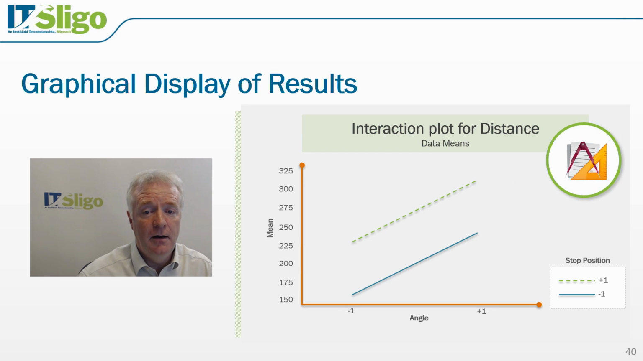If we plot the interaction plot, here we see the start angle of 160 at the low level, the stop position at the low level. We see this line. When the stop position is at the high level, we see this line being formed. The fact that these lines are parallel indicates that the interaction is not likely to be significant or influential. The more that these lines deviate from being parallel gives us a greater indication of the influence that the interaction may have on our process.